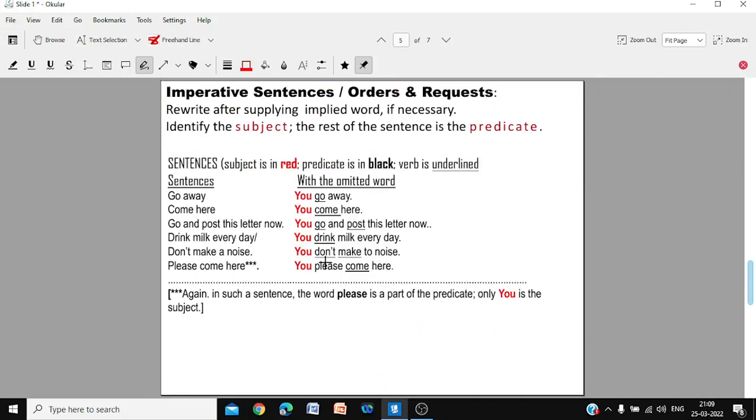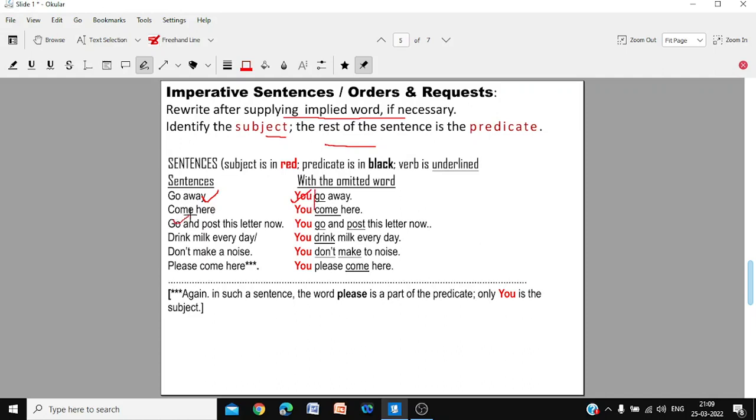Imperative sentences, orders and requests. Here, you have to rewrite, but you have to supply the implied word. One word may be omitted, that is understood. You have to supply that. Then you identify the subject, and the rest is, of course, predicate. Go away. One word is missing. It means you go away. Now you is a subject.